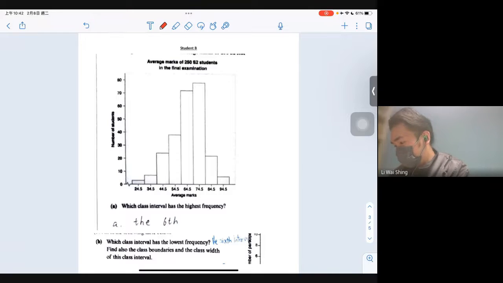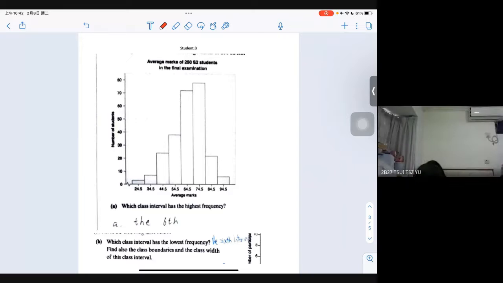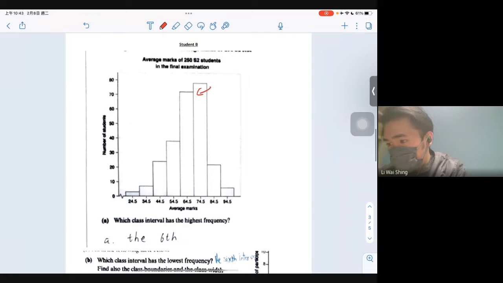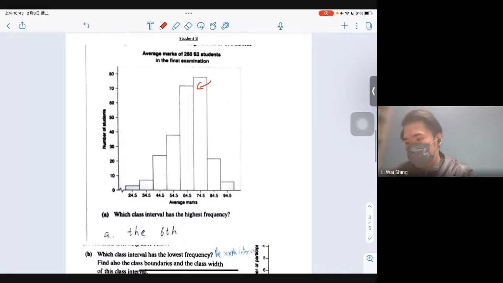Let's see what happened to this student. Sui, hello. What do you think about the answer here? Do you think he is correct or not? He should be writing the 6, but not using this number. So what number should he use? He said that the 6th class has the highest frequency. What do you think should be the answer? Instead of writing 第6班, what should be the answer?